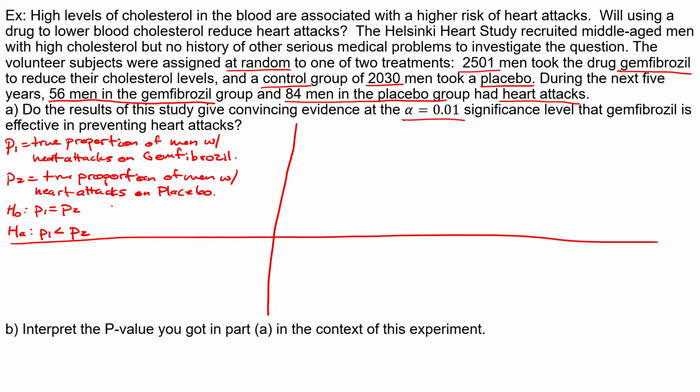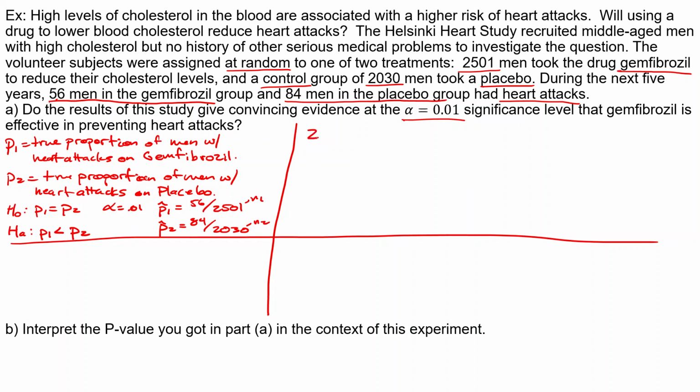All right, let's see. What else do we have? We've got alpha equals 0.01. We've got P1 hat. The proportion that had heart attacks on gemfibrozil was 56 out of 2,501. And the proportion that had heart attacks on the placebo was 84 out of 2,030. All right, so that's everything. So this is our N1. This is N2 right down there.